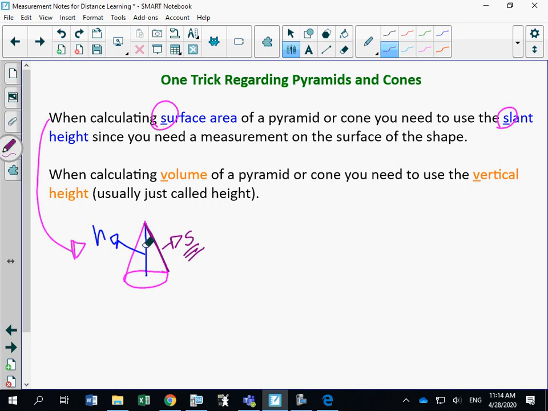If we were filling this cone with water, and we're doing the volume, you need the inner height, which is the vertical height, and that would be this height. So if you're filling the cone with water, I need this height here. If you're painting the cone, the surface area, you need the slant height. And you'll see that in this next example.